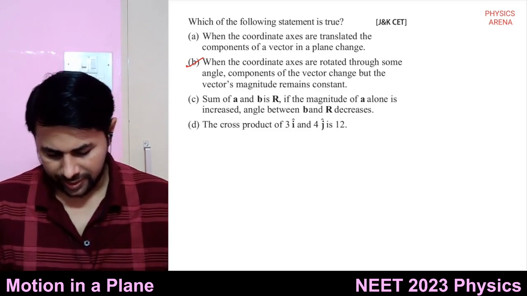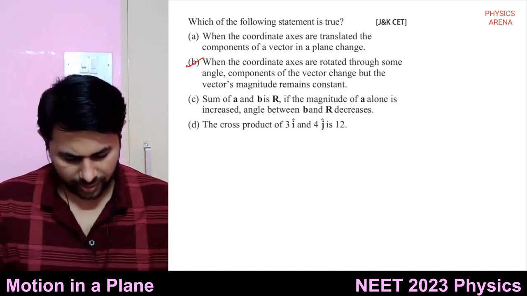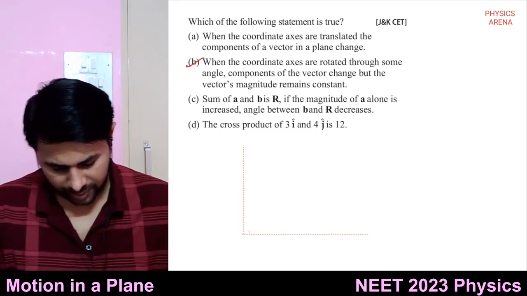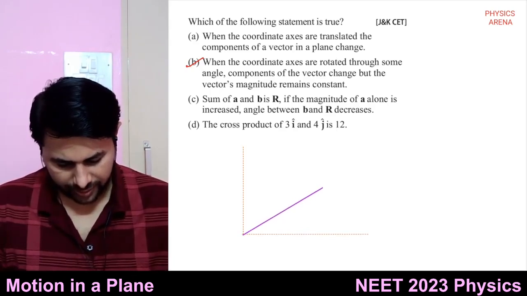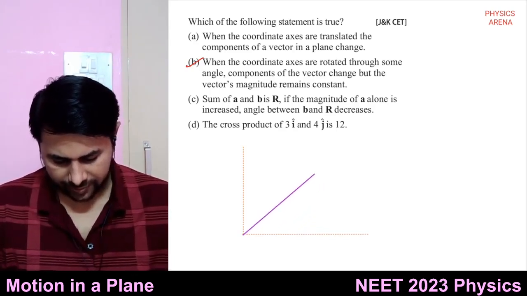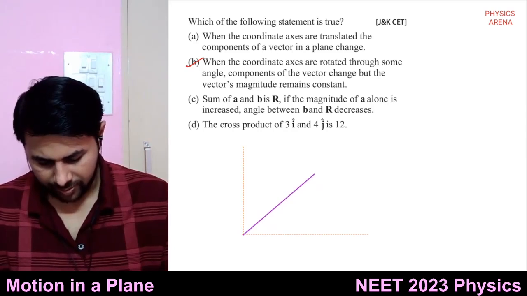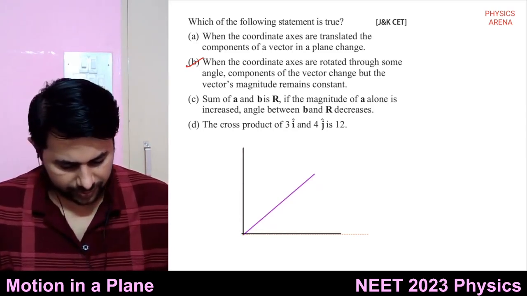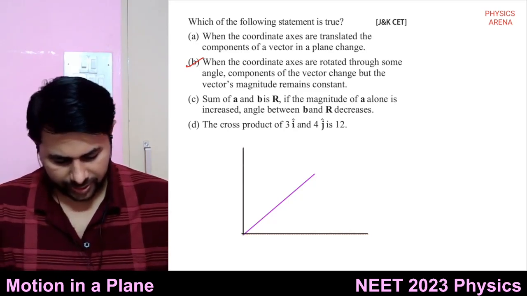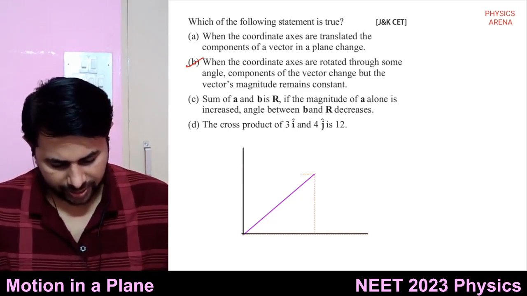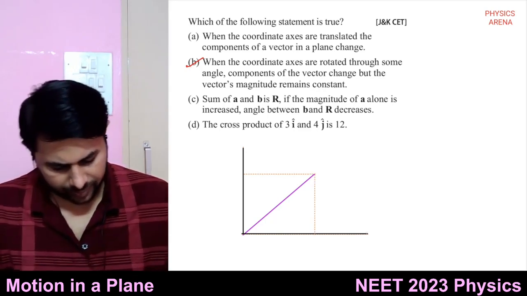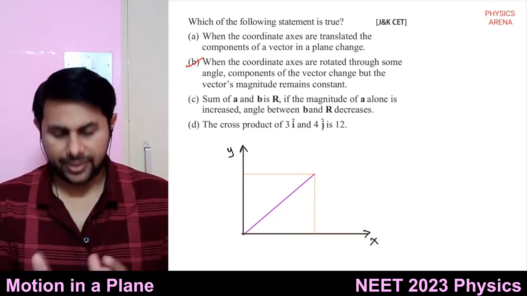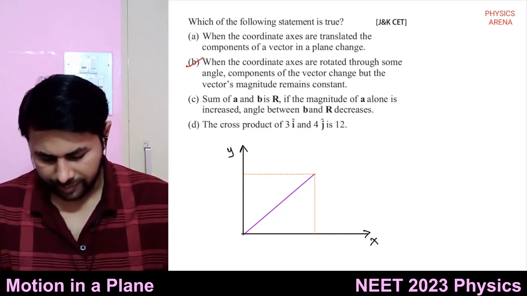We can see that. So this is your x and y axis, and suppose this is your vector. Now you can draw the components. Suppose these are the axes. This one will be your x component, this one will be your y component. Now you rotate x and y through some angle.